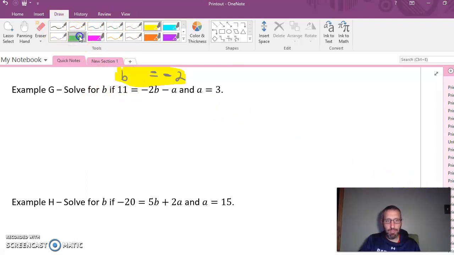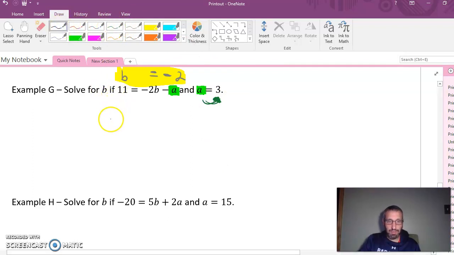Solve for b if 11 equals negative 2b minus a, and a is not negative 3. It's positive 3. A is positive 3. Reading's hard sometimes. All right, so I'm going to look back into my equation that I'm given. 11 equals negative 2b minus a, right there. There's my a. So I'm going to copy that equation, and when I get to that a, that's when I'm going to take this 3 and substitute it in, because it's the same.